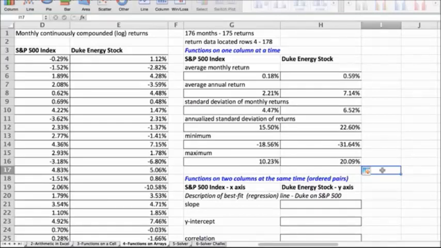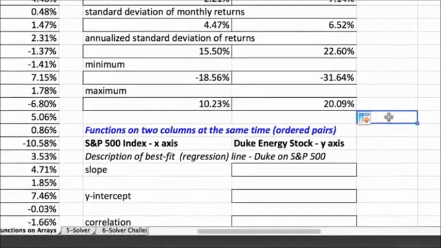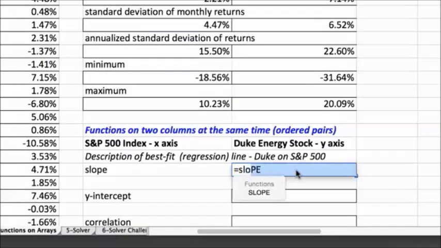Okay? If they were perfectly correlated, you'd have quite a steep line. If they had no correlation at all, you'd have a very flat line. We are going to see what the slope of that line is. And the way that we do that is we do the Excel slope function. Notice that it asks you to enter the known y's first.